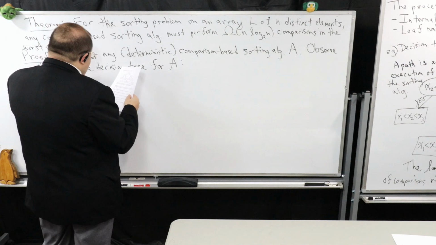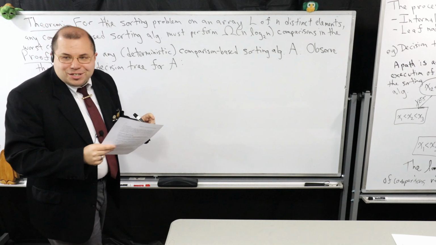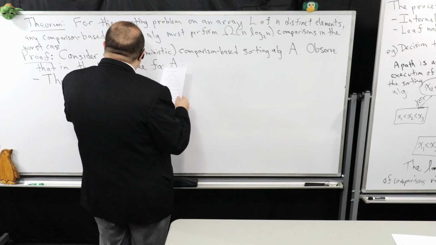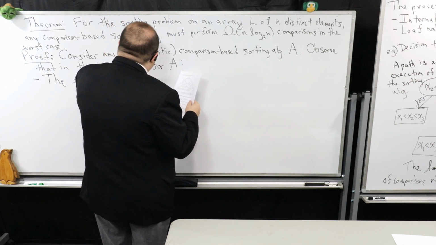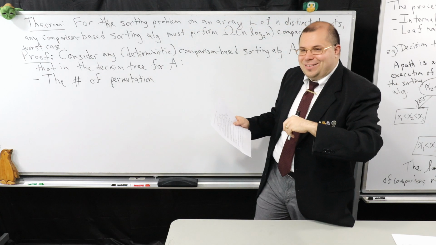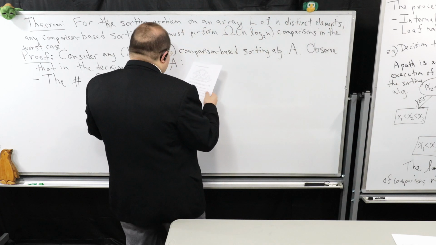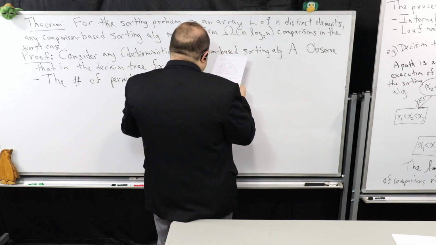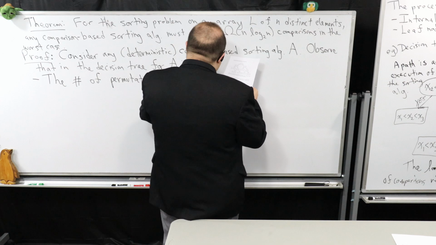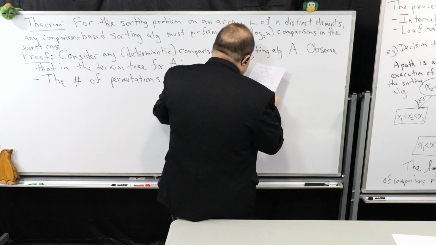The number of permutations. If I give you n elements that are all distinct, how many permutations are there? N factorial. That's factorial. Perfect. See, like I said, you guys are pros. The number of permutations of the list is n factorial.